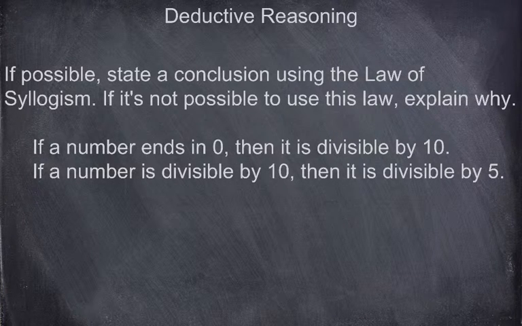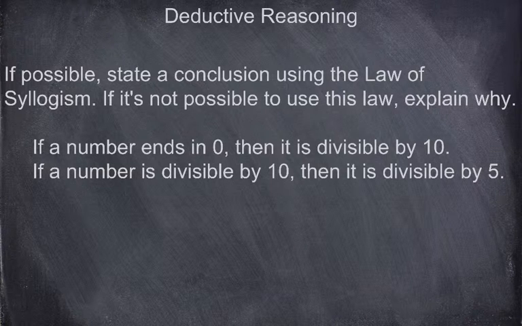If possible, state a conclusion using the law of syllogism. If it's not possible to use this law, then explain why. Here the first one says, if a number ends in 0, then it's divisible by 10, which is true. The second conditional says, if a number is divisible by 10, then it's divisible by 5, also true.